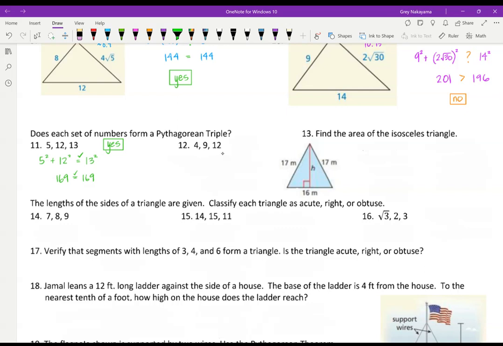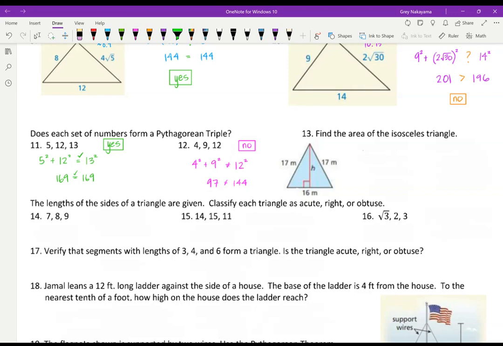4, 9, and 12. 4 squared plus 9 squared, does that equal 12 squared? Well, 4 squared plus 9 squared is 97, and 97 does not equal 144, so that is not a Pythagorean triple.